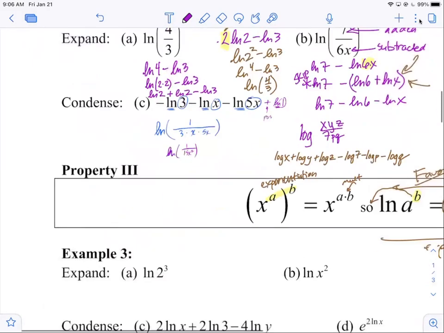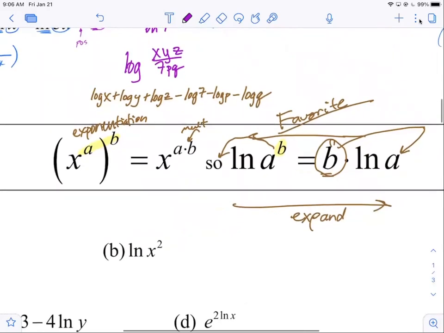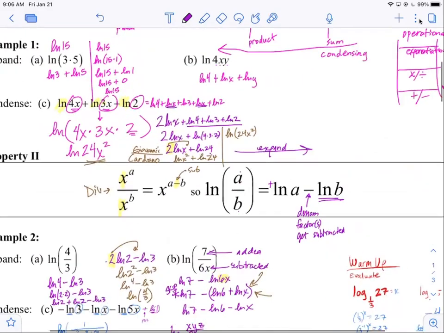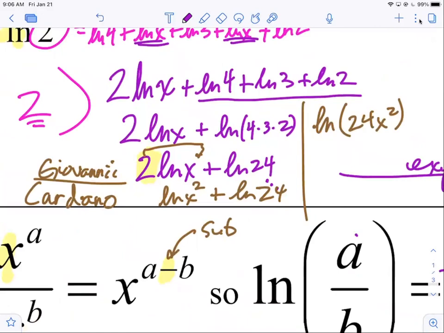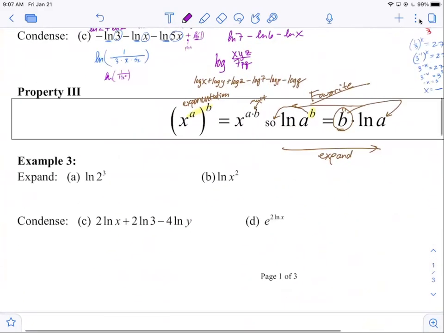All right, got closure. Now the third property that we learned, that was my favorite, right? It turns exponentiation into multiplication. If you have an exponent on an argument, you can bring it out front as a multiplier. Or if you're condensing, if you have something out front of a log, you can bring it back up as an exponent. And that's what allowed us to return over here to these problems. 2 natural log of x is the same as the natural log of x squared. Okay, sweet. Let's try these out then.